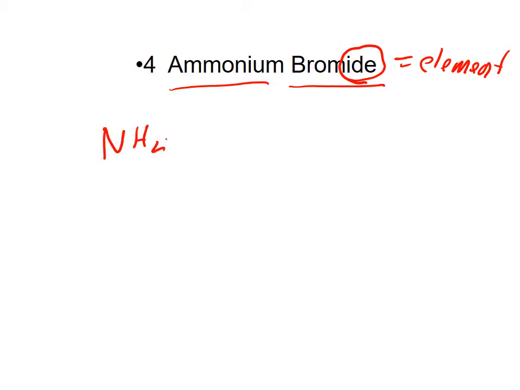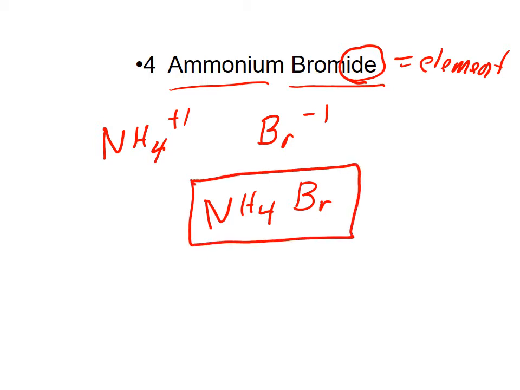So in this one we have ammonium and bromide. Remember the "ide" ending always means element. So ammonium is NH4 +1. Bromide is the element bromine, so it's Br, and it's a -1. Now in this case, they add to 0. So we just put the 2 parts together, NH4Br. They add to 0. You just stick the 2 halves of the compound together.